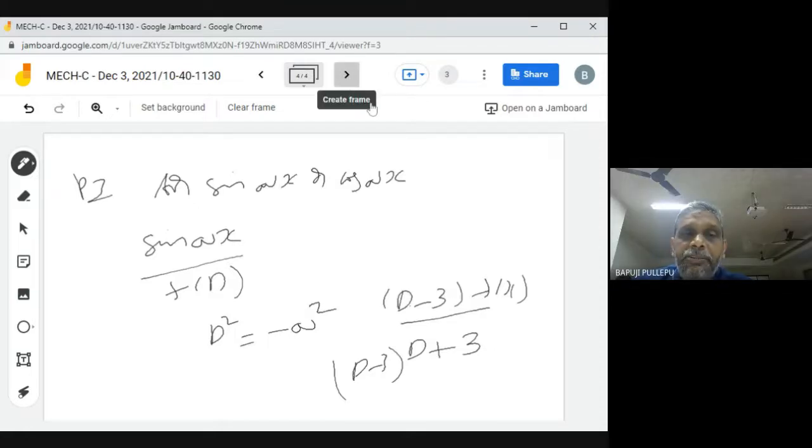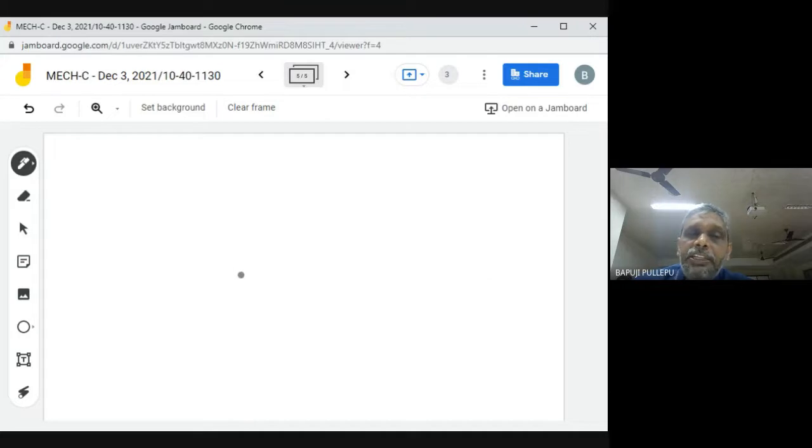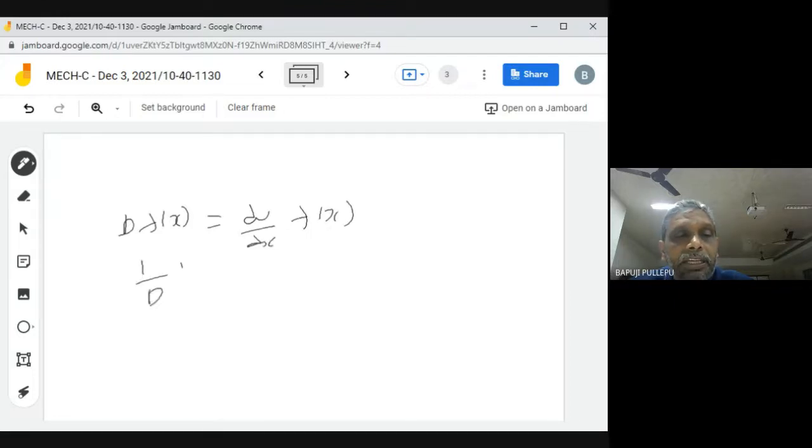Suppose here also the denominator is 0, what will you do? One x you can introduce, then differentiate. And another thing you can remember, an important note: D of f of x means d by dx of f of x. Okay. 1 by D of f of x means integration, integration of f of x. This you can remember.